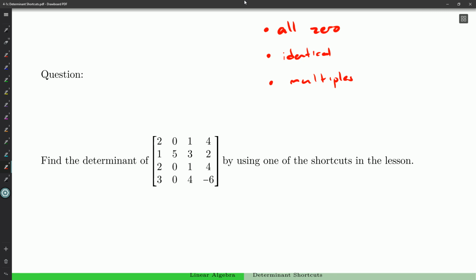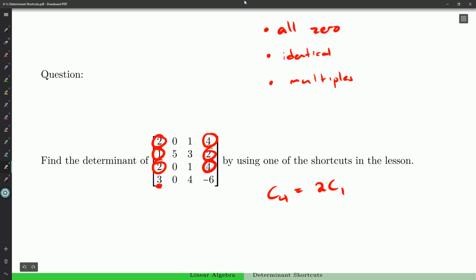It's really, really easy to spot all zeros. Identicals are a little harder, but multiples is probably the hardest. So you want to try and save that for last. Although, if you're looking at it and your eyes are drawn to something like, hey, there's a 2 here, and if I double it, I get 4. And oh, there's 1 here. If I double it, I get 2. And 2 here. If I double it, I get 4. You might start saying, the 4th column is just 2 times the 1st column.